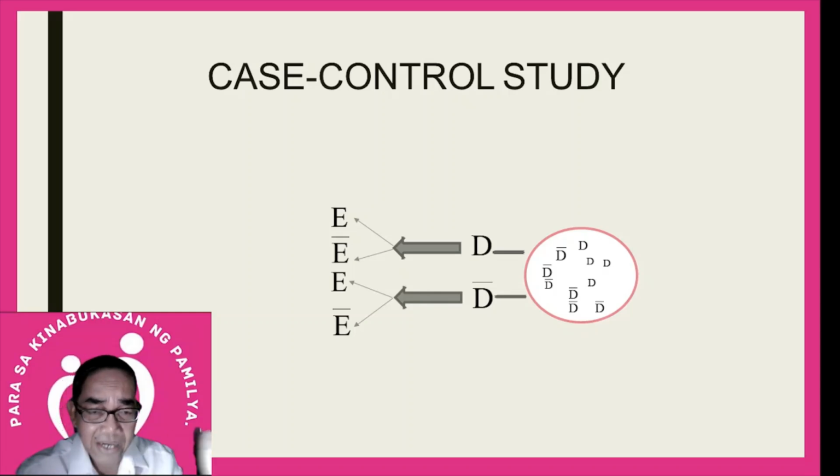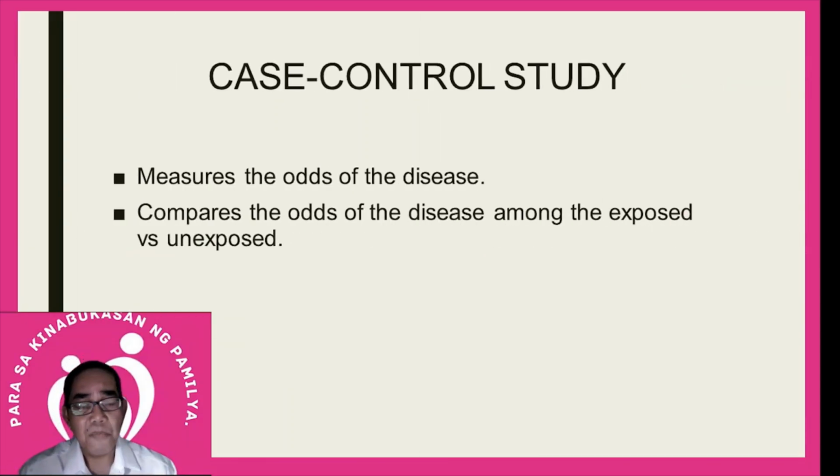And then we go back retrospectively in time to determine who among the people with the disease were exposed and were not exposed, E bar, and who among the people who don't have the disease, the controls, were exposed and were not exposed, the E bar. So this is a case control study. Now, in a case control study, the measure of the disease is what we call the odds of the disease. And then we compare the odds of the disease among the exposed versus the unexposed.